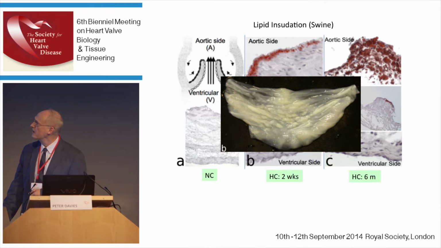insudation of lipid. At 6 months, we see, as we've seen in earlier pictures, the frank lesions forming on the aortic side. Of course, this is always on the aortic side. The ventricular side is unaffected. And the valve at 6 months has nodules in these animals quite markedly.